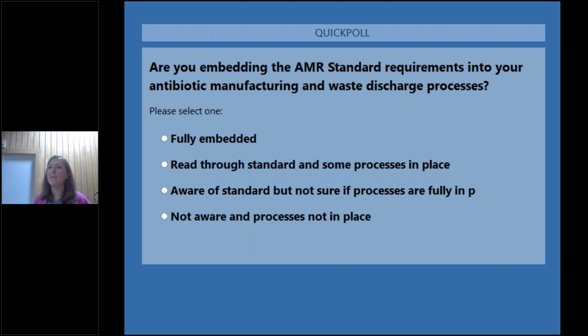There are a few different answers: maybe you're aware and fully embedded, you're aware but partially embedded potentially, or not yet aware. If you could answer those questions, that would be helpful just to get an understanding of the level of awareness in the local context, please. That would be great. We'll give you another minute or so to answer this.